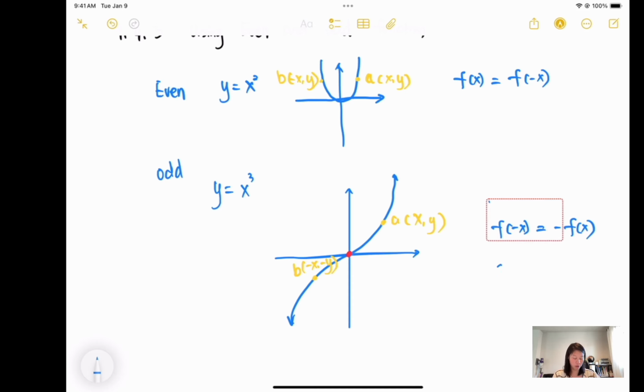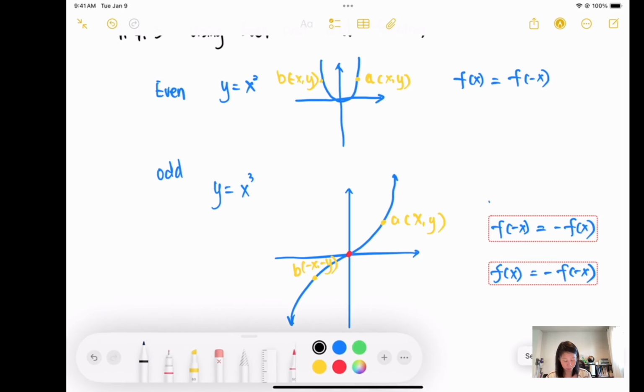Or sometimes you will see it written this way: f(x) is equal to negative f(negative x). They're the same, because you divide by negative 1 on both sides. That means the y value switches its sign. Okay, so here is a quick review from Math 114.1.